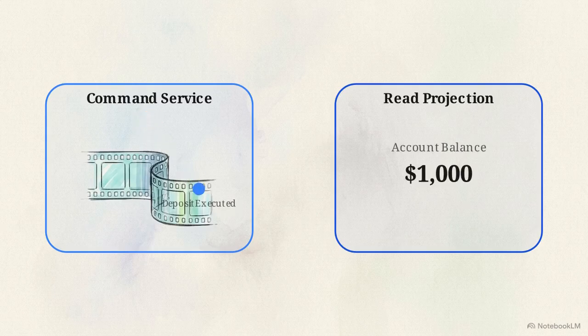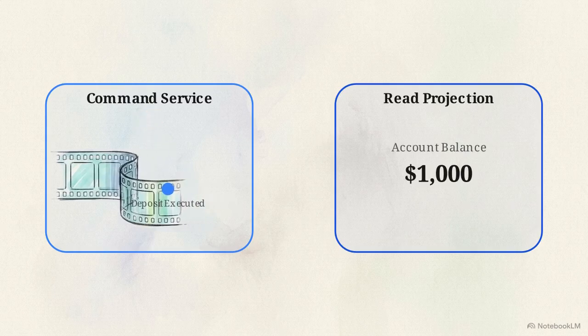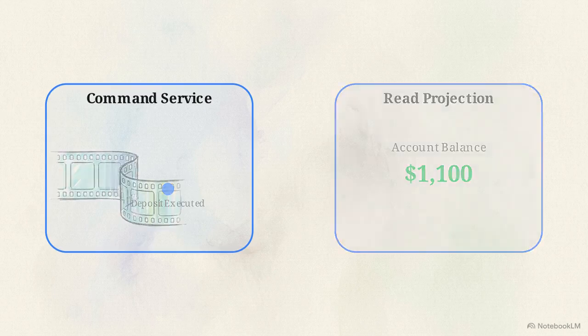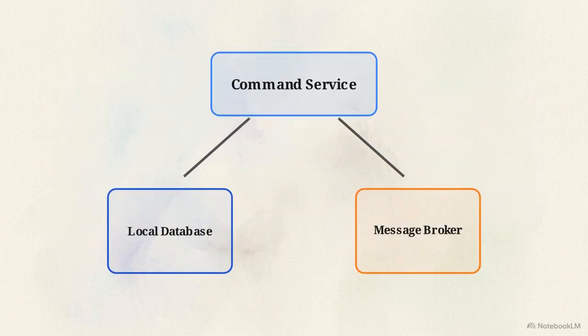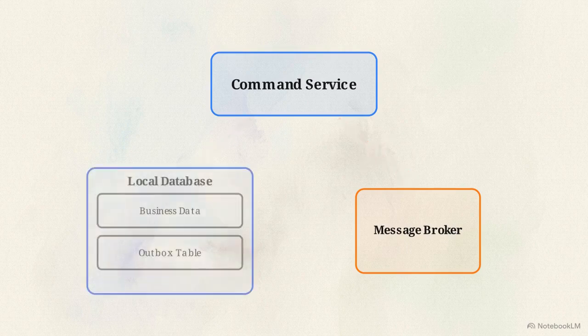Instead of storing only the current state of an account, the command service persists an immutable sequence of events, like appending a deposit executed event to a timeline. That event then updates a separate read-optimized view. This setup risks the dual write problem. If a service tries to update its local database and publish an event to a message broker simultaneously, a failure in either step results in broken data consistency.